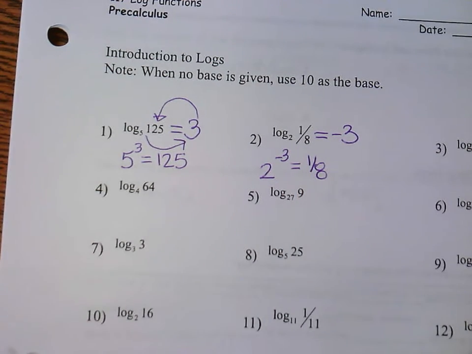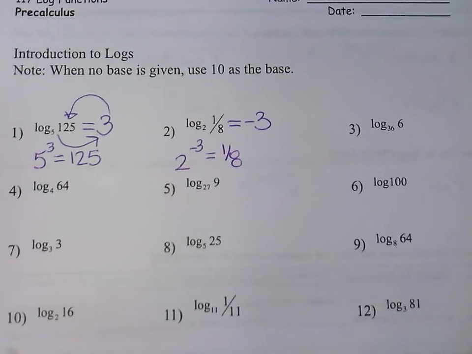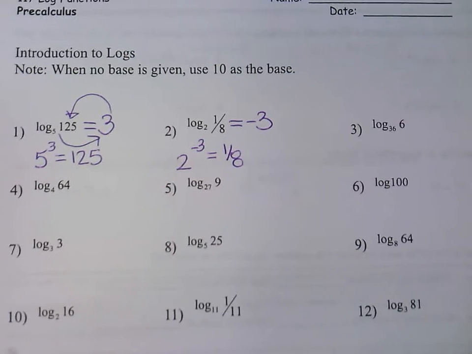So a log is just another way of representing an exponential relationship. They end up being inverses of each other, logs and exponents, so they will undo each other. What would you say for number 3? These are a little bit more challenging because they're using fractional exponents and negative exponents.